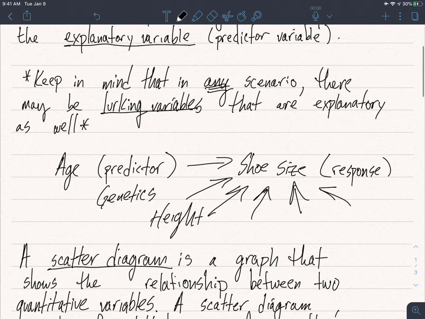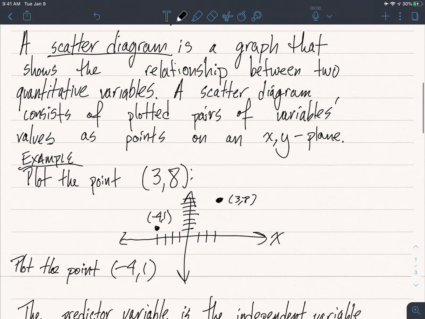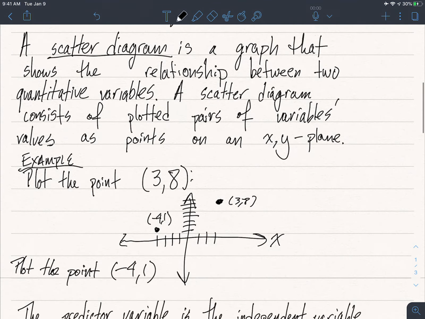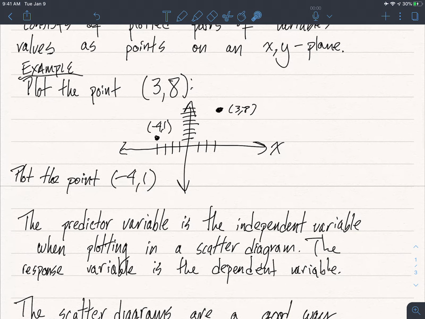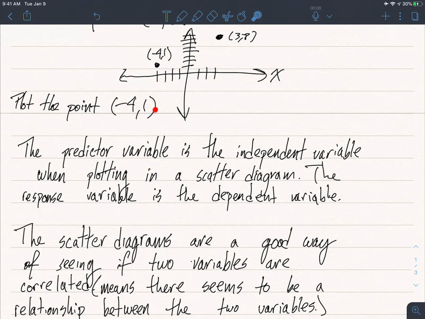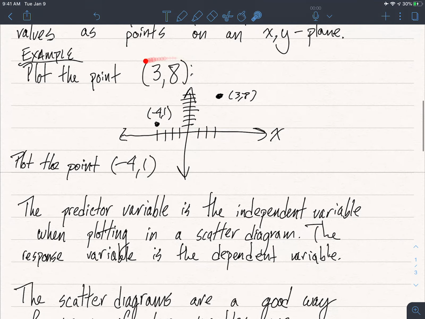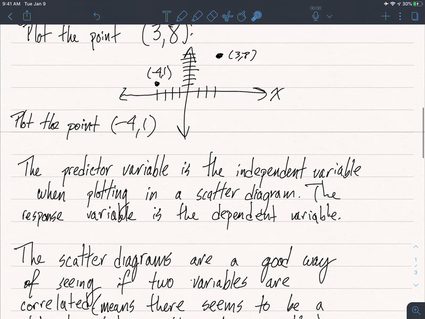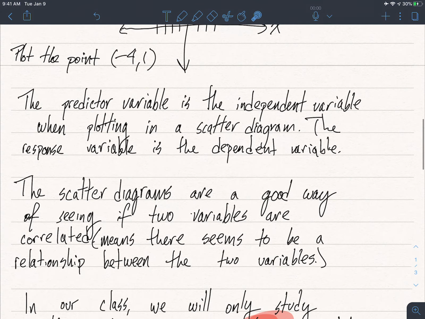So we have two variables, explanatory and response, or predictor and response. And then we have these scatter diagrams that are going to show the points, and they're the pairs of points, right? So this person whose value was 3 also had a value of 8 with the other variable. This person with a value of -4 for one variable had a value of 1 for the other variable. That's important, that we plot, this is the same person, this is the same person. It has to be the same person's values being plotted.